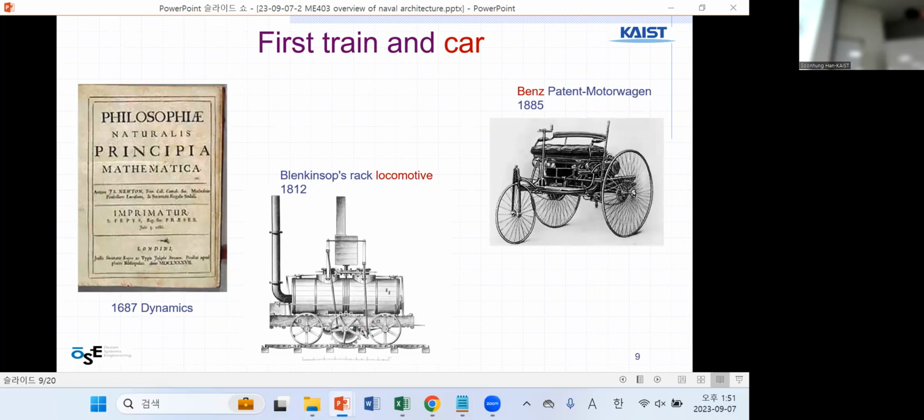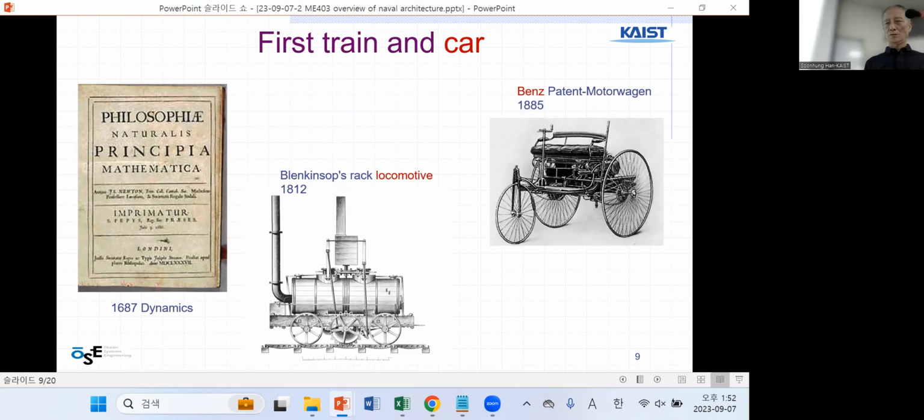Mathematical, philosophy, natural. And then the physics, dynamics, inertia, and second order motion equation coming in this way, and then locomotive engines for the train, 19th century, and then patented automotive engine. So it is only how many years ago?